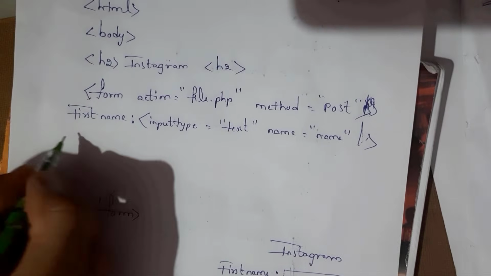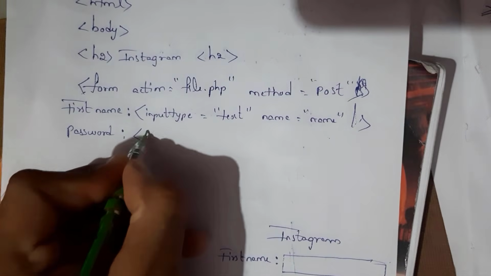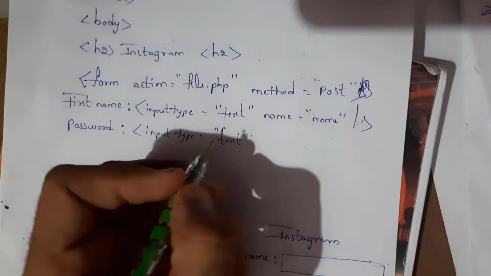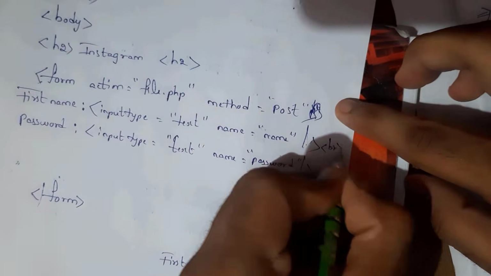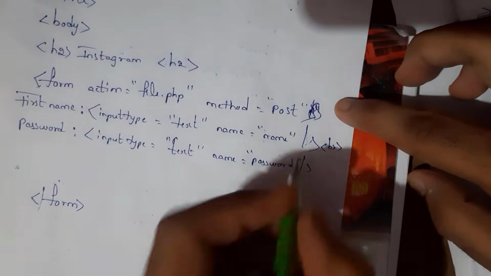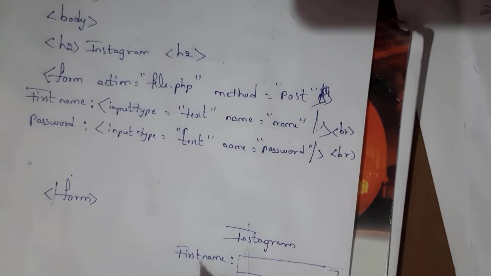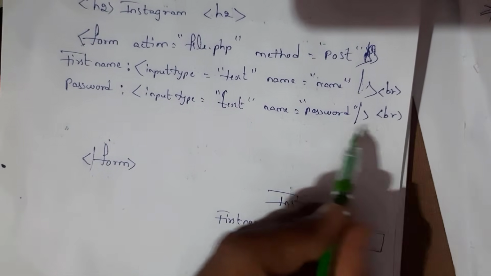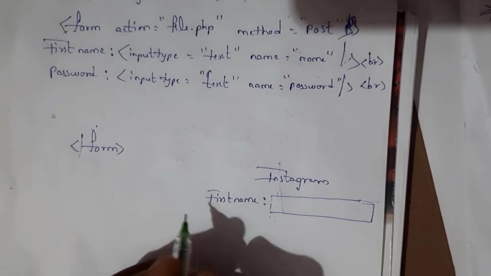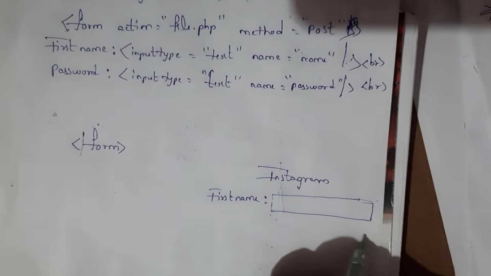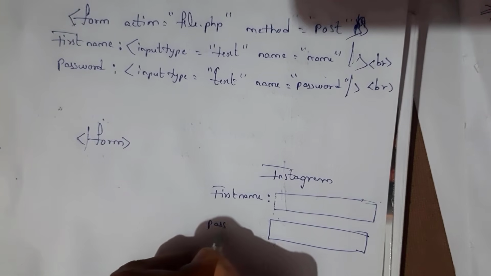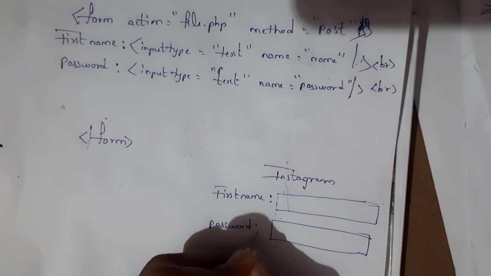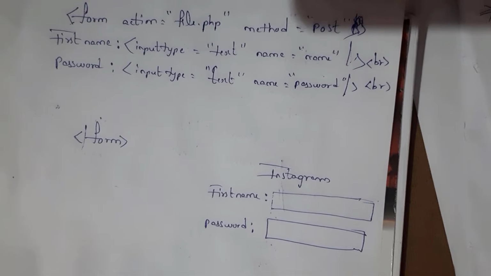Similarly, I am going to give password, and for password input type is text and name is password, and we need to include a break tag here because it breaks this line and starts from the next line. By writing this tag, there is one text field created, named as password. And next we need to create one button called submit.